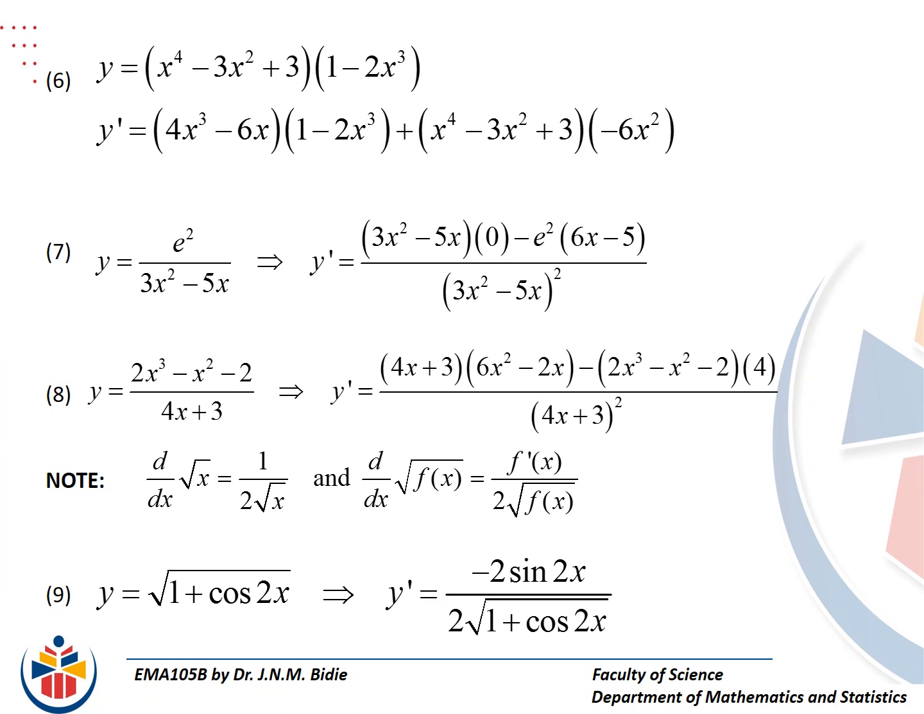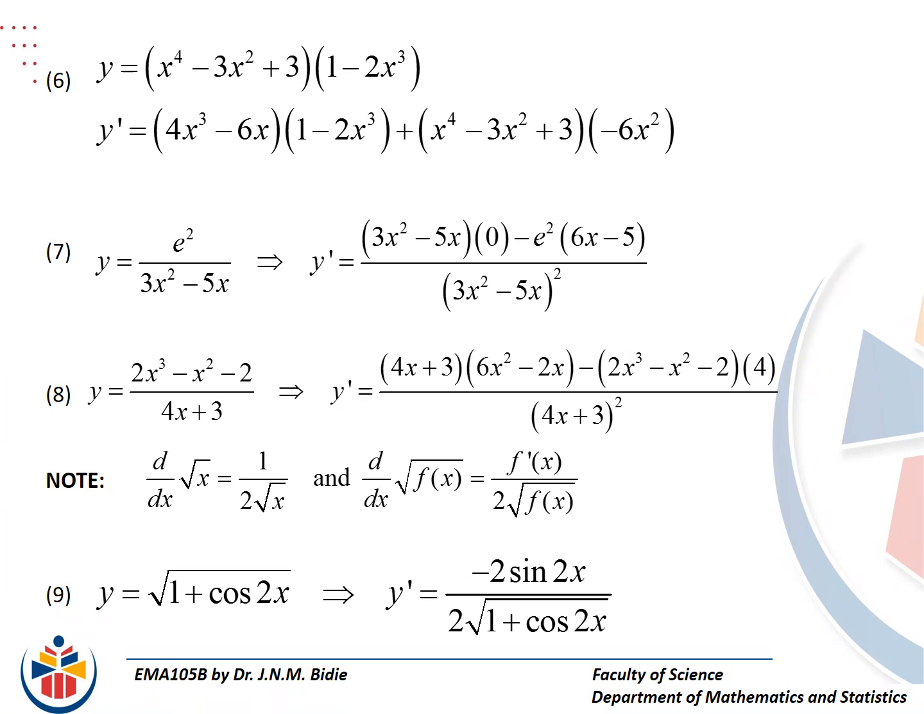As you can see, I took 3x squared minus 5x up, put it in bracket, and then multiplied by the derivative of e squared. Note e squared is just a number that you can punch in your calculators, and its derivative is 0. And then you subtract the numerator as it is, multiplied by the derivative of that denominator. And the derivative of 3x squared is 6x, minus the derivative of 5x, which is 5. Then all of this will be divided by the denominator squared.